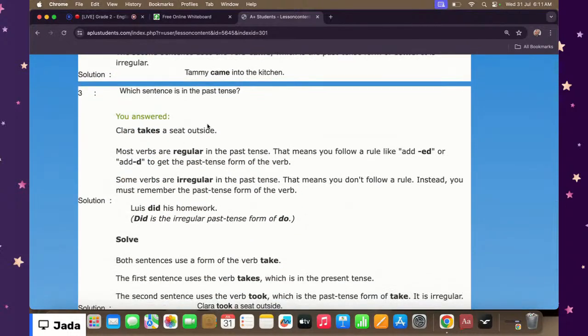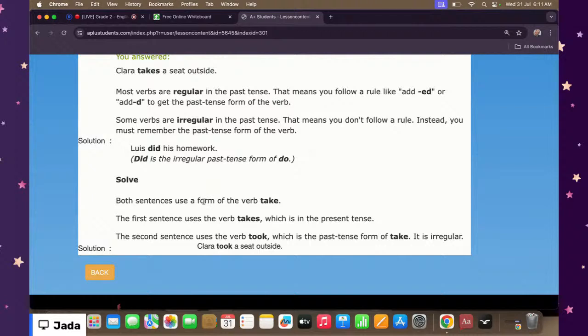Now, which sentence is in the past? We have the form take. So you use take, and take is in the present tense. So you have to figure out the past. So what is the past tense for take? It is took. Take this, or you're saying I took this.